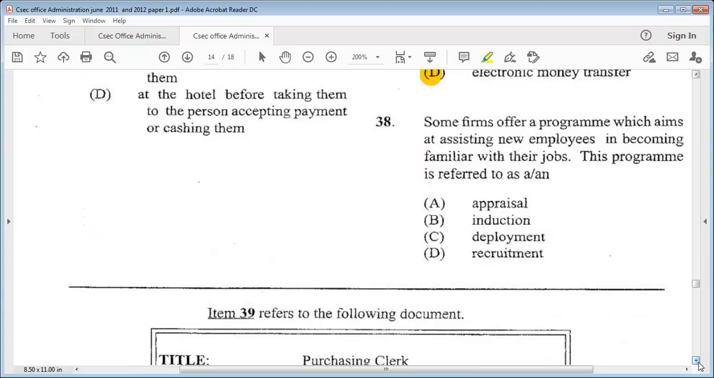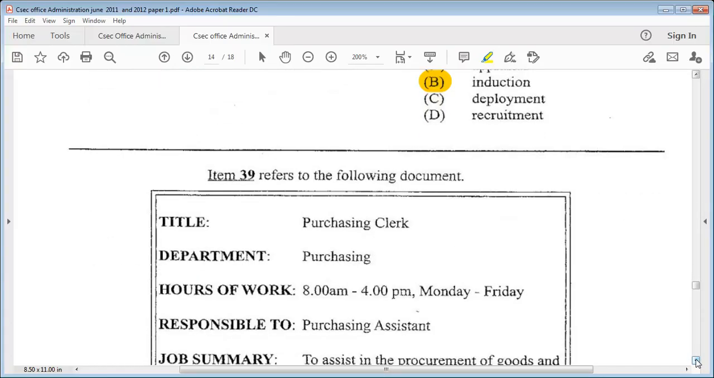Some firms offer a program which aims at assisting new employees in becoming familiar with their jobs. This program is referred to as an A. Appraisal, B. Induction, C. Deployment, D. Recruitment. Our answer is induction. Let's go on to 39.